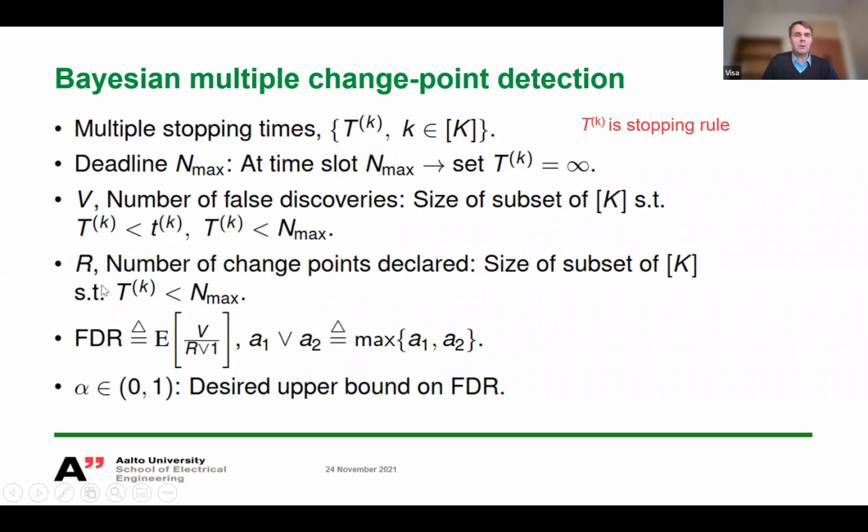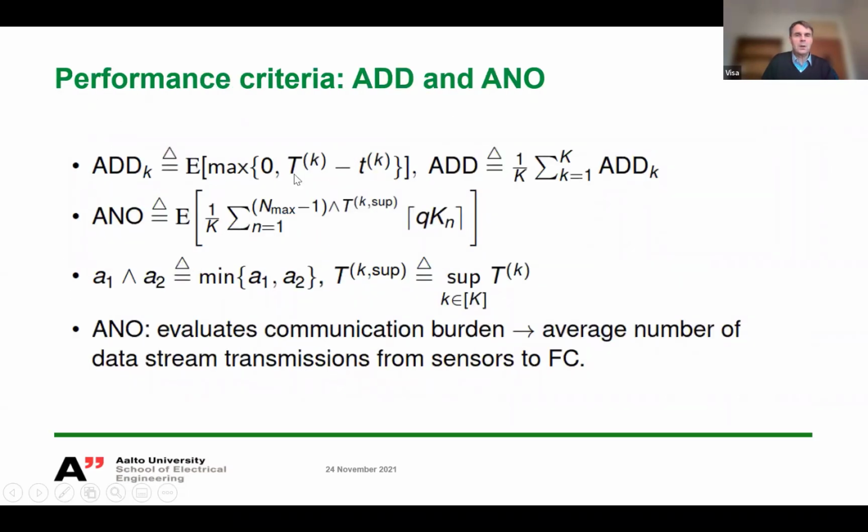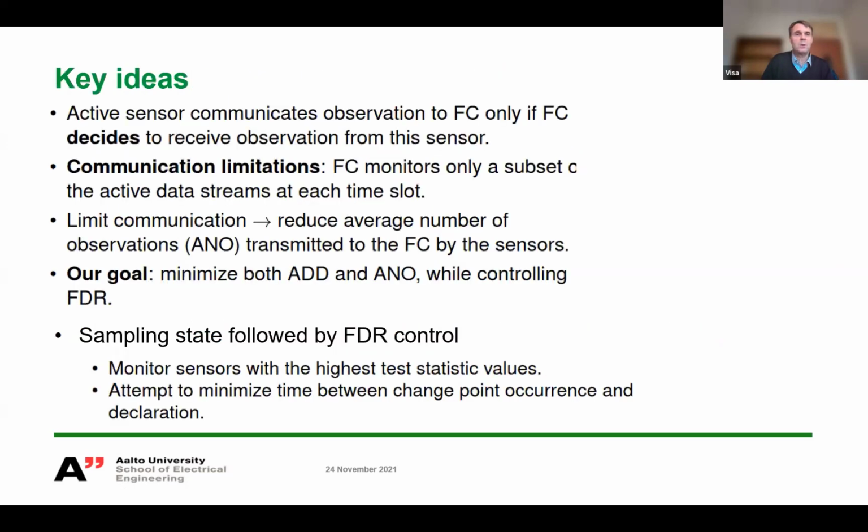So the FDR criterion is here. And then what the designer does is specify some upper bound for these false discovery rates. All right. And this average detection delay is defined the way I described it earlier. Here it's given for individual data streams, but you can also consider the average over all these data streams. And similarly, this adaptive number of observations captures the communication burden or communication complexity there.